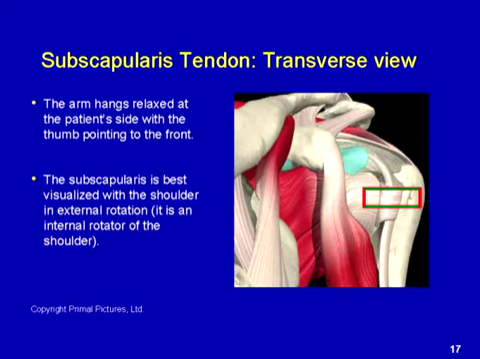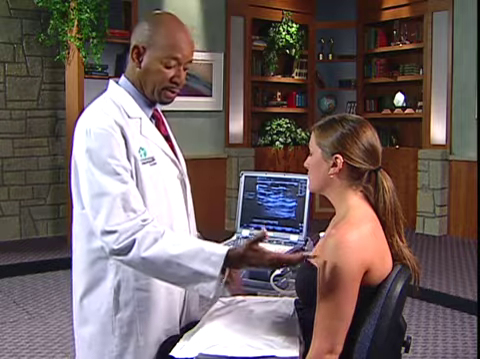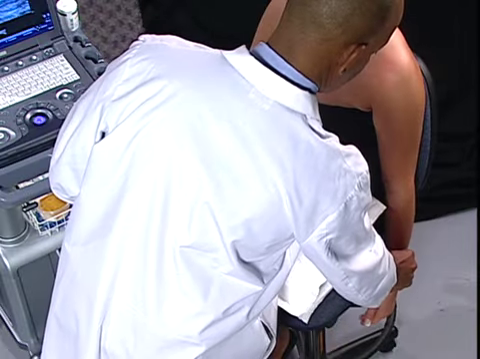If you look at the anatomy slide here, remember that the subscapularis is just medial to the biceps tendon. It is best visualized with the patient's arm relaxed at the side and with the thumb pointing toward the front. The subscapularis should also be visualized with the shoulder in maximal external rotation, because it's an internal rotator of the shoulder muscle. So I have the patient's arm hanging to the side with the thumb pointing to the front.